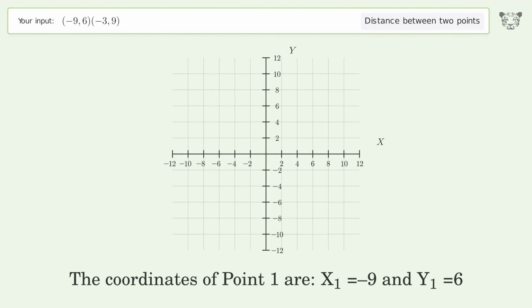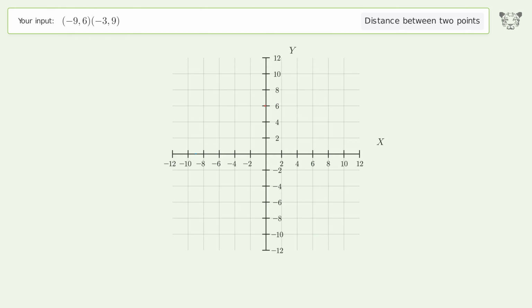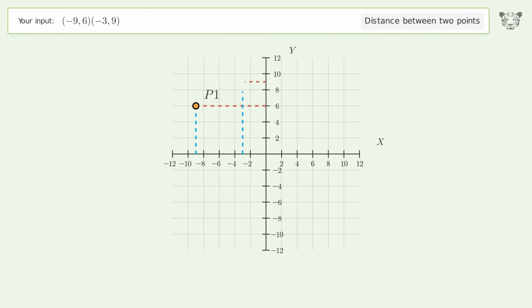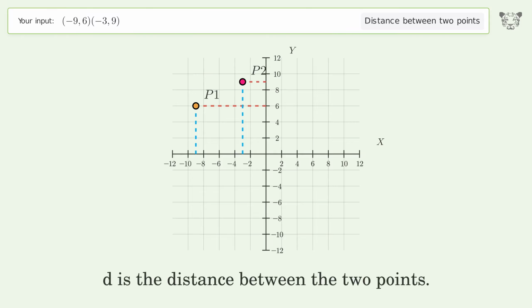The coordinates of point 1 are x1 equals -9 and y1 equals 6. The coordinates of point 2 are x2 equals -3 and y2 equals 9. D is the distance between the 2 points.